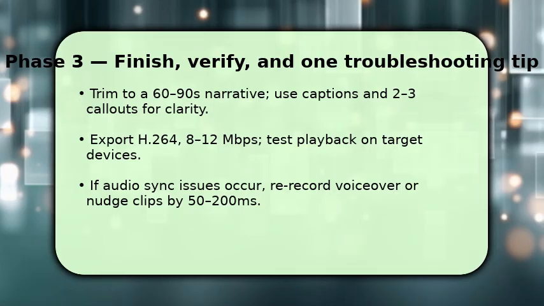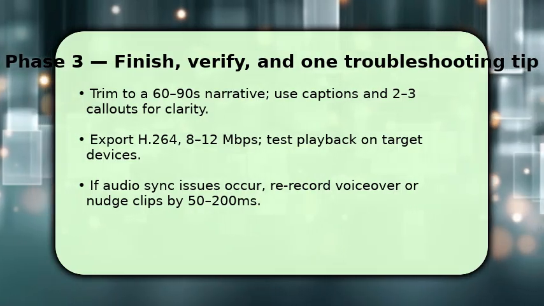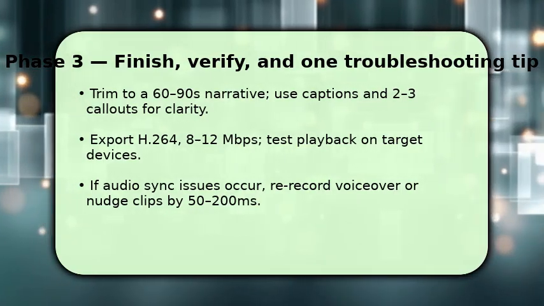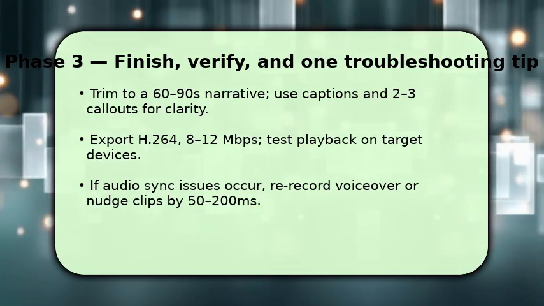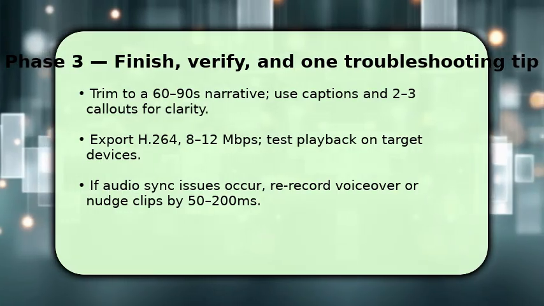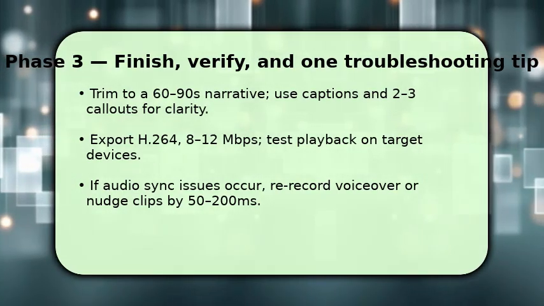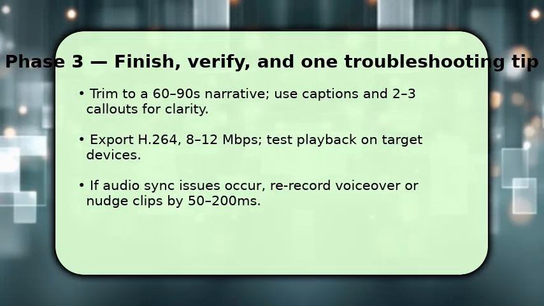If something goes wrong, troubleshoot. If audio is out of sync, re-record the voiceover or nudge clips by 50 to 200 milliseconds. If visuals stutter, lower bitrate or re-record the offending clip. Finally, do one last full review.